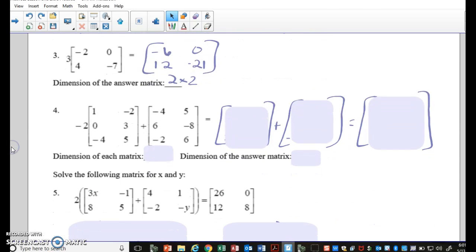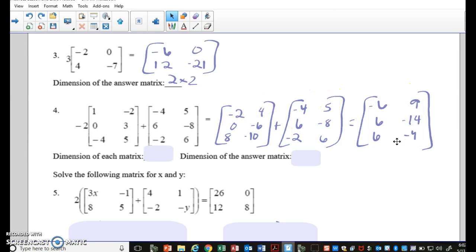Alright, number 4, we're combining. So when you have scalar multiplication, what you first want to do is write that new matrix, and then you're going to add the next one to it. So multiply out negative 2 times this first matrix. You should get negative 2, 4, 0, negative 6, 8, and negative 10. Okay, did you remember that it was a negative matrix? Hopefully you did. And then our second matrix stays the same, and then you just add them together. So corresponding entries you add together. So you should do negative 2 plus negative 4, 4 plus 5, 0 plus 6, and so on and so forth. Pretty simple so far, right?